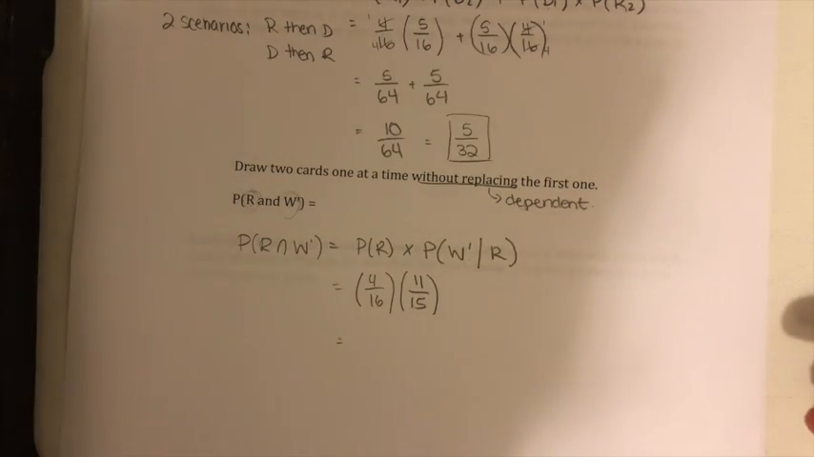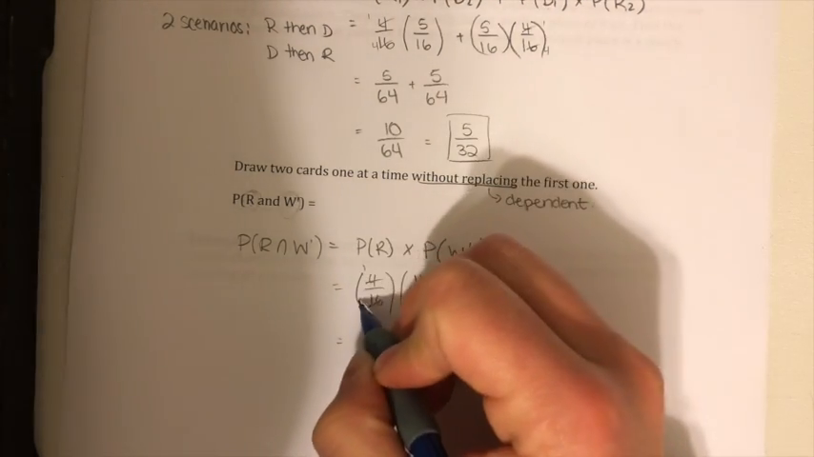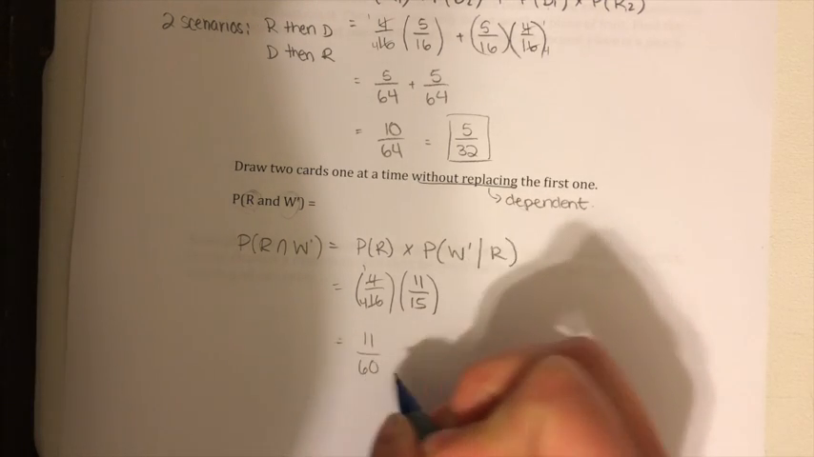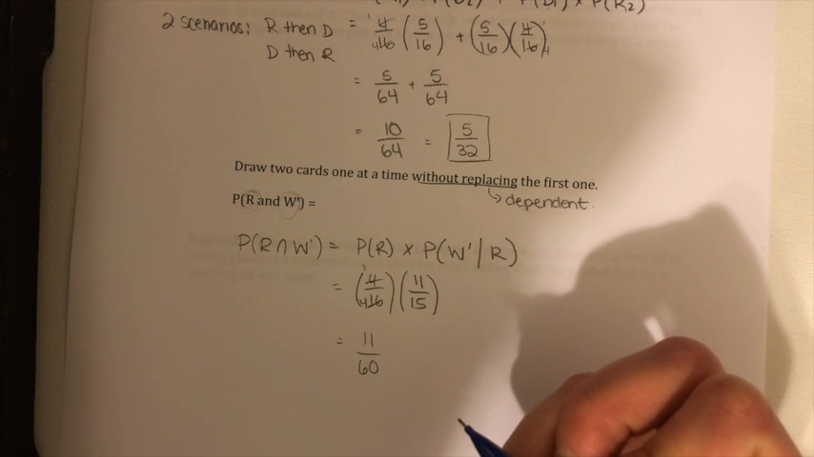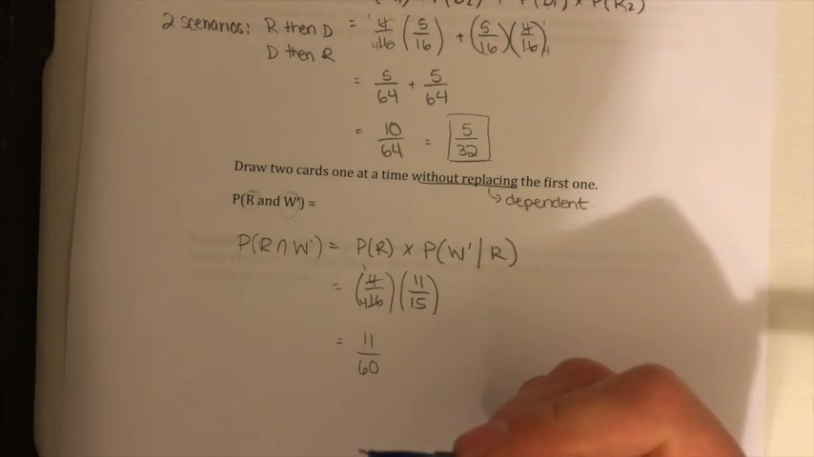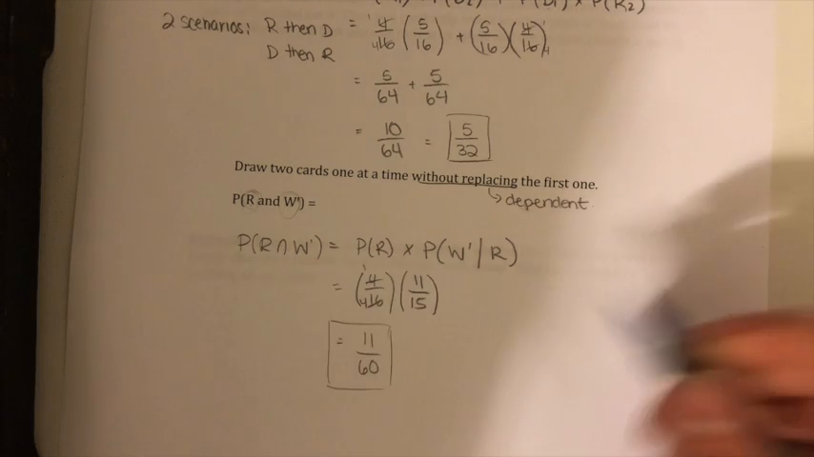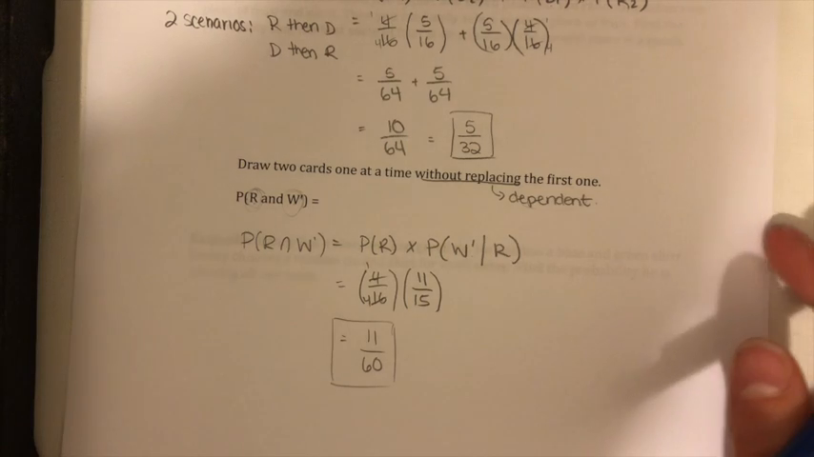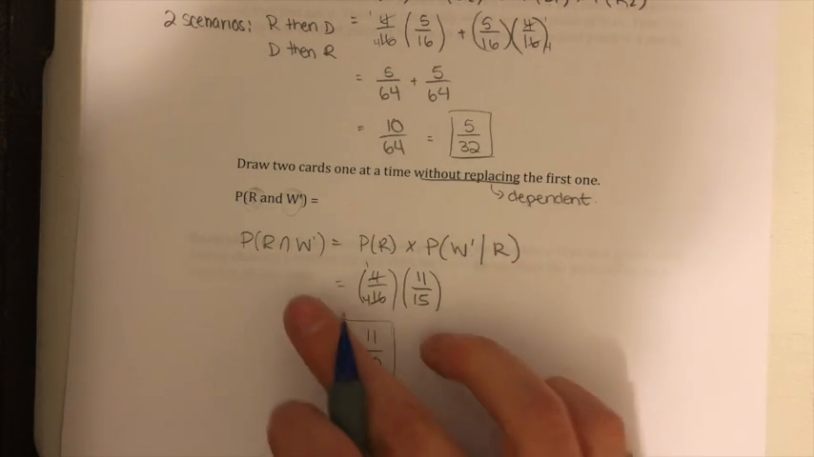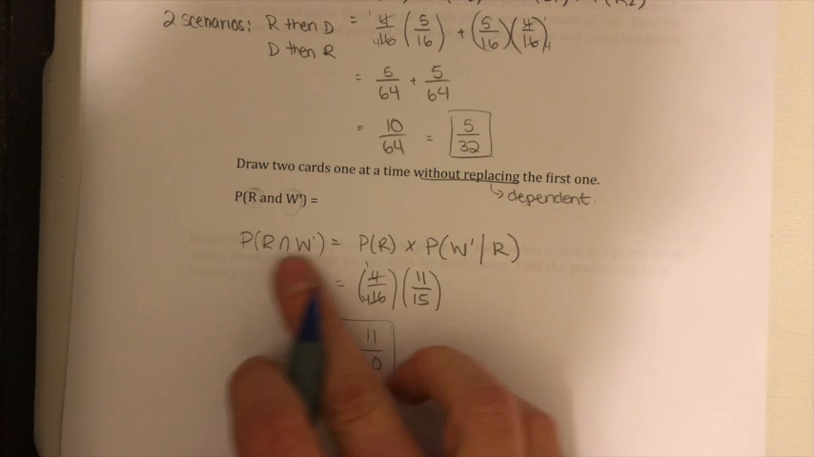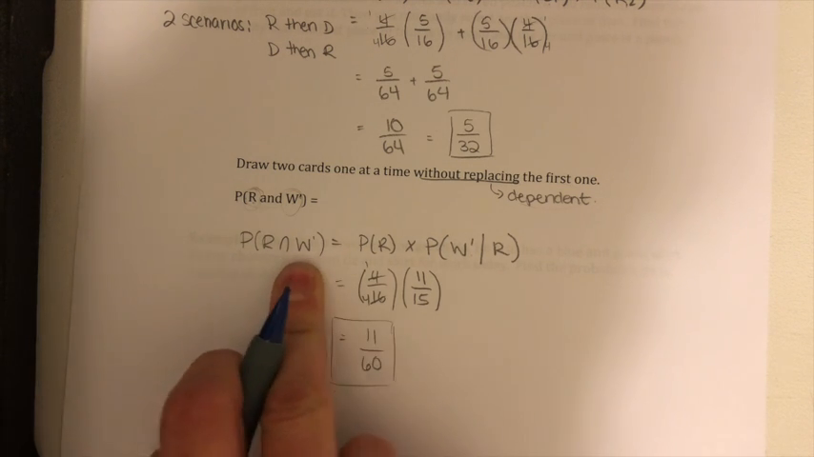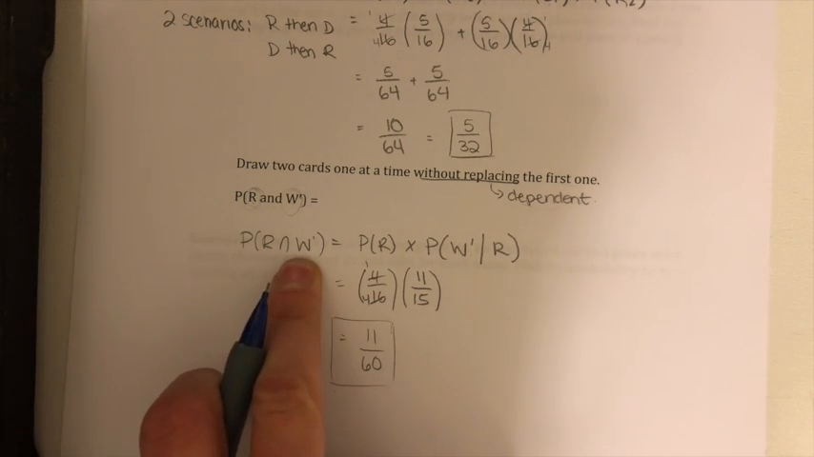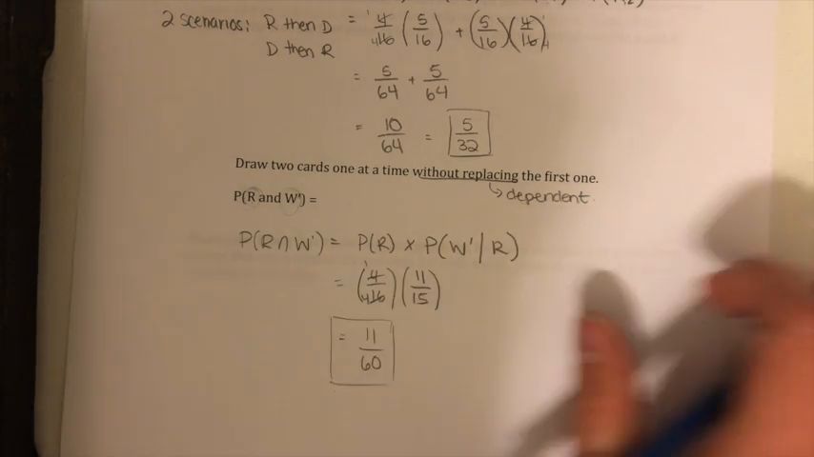Okay, so then I'm going to cancel these, so 1/4. So then I have 1 times 11 on the top, 4 times 15, which is 60 on the bottom. And so I have 11 out of 60. That is not going to reduce because 11 is a prime number. Okay, so this would be the probability of R and W complement, the opposite of W, anything other than a W, if we don't put that first one back.